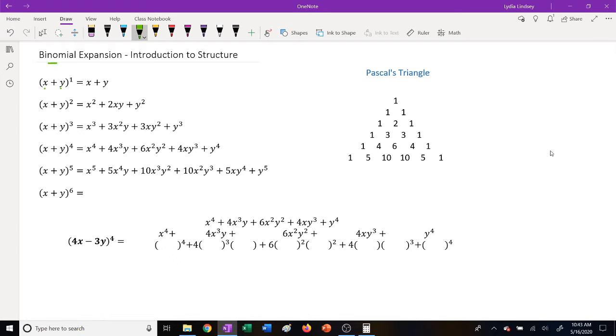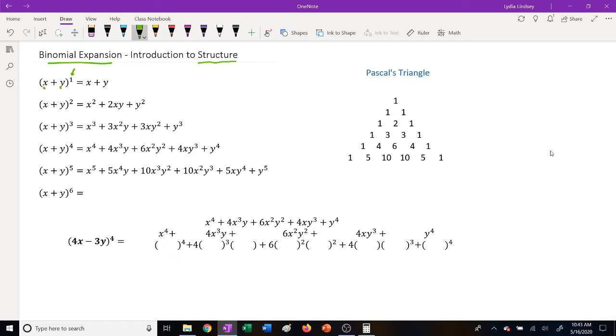Okay, we're going to look at binomial expansion. Remember, binomial is talking about two terms. And the expansion is that each time my exponent increases, I have more and it expands. We're going to start with just the structure this time, and then later on in other videos we'll look at actually the use of it. So if I just have x plus y raised to the first, it's just that.